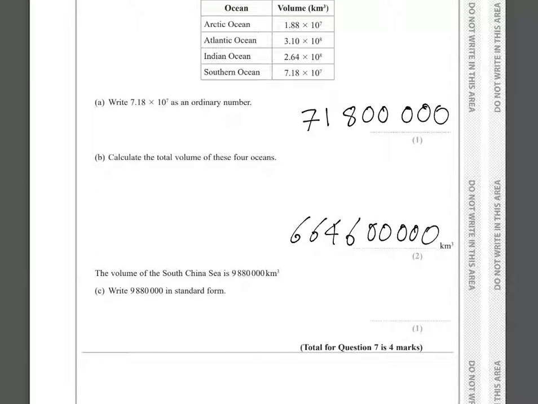So standard form, we take the first number. Got to be between 1 and 10, so it's 9.88. And what would you have to times by? Well, you've got 6. You'd have to times by 10 6 times, so times 10 to the 6. And you can check that, type that into your calculator and check that it works.